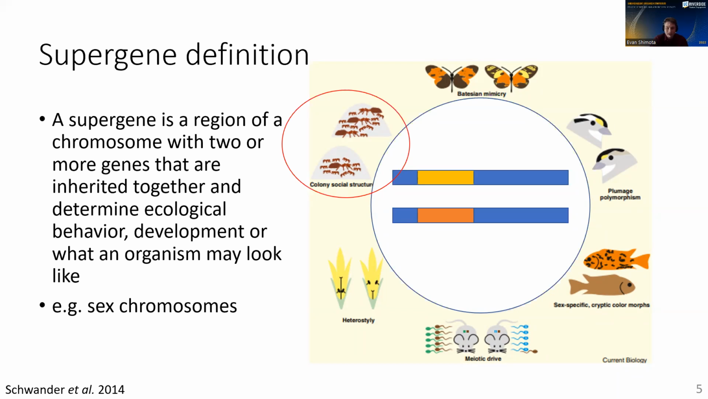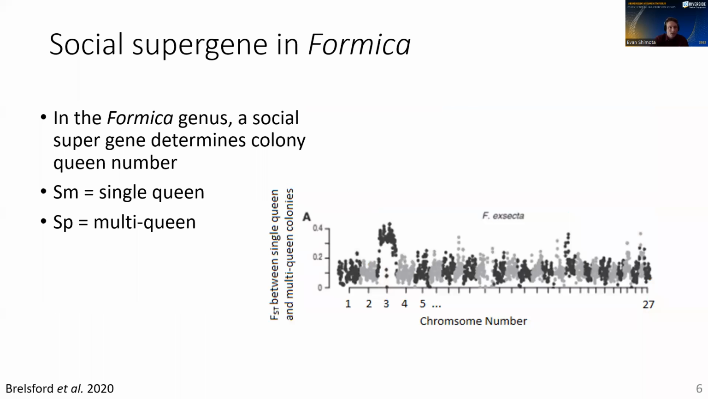What I am interested in is the potential supergenes in ants. The colony social structure supergene that determines if a colony is single or multi-queen is convergently involved in both Solenopsis and Formica, and this study evaluates species from the Formica genus. So in the Formica genus, a social supergene determines colony queen number. On the right, we have a figure. The x-axis is chromosome number. The y-axis is FST between single queen and multi-queen colonies. FST spans 0 to 1, 0 meaning there is no genetic differentiation, and 1 meaning it's always differentiated or fixed.